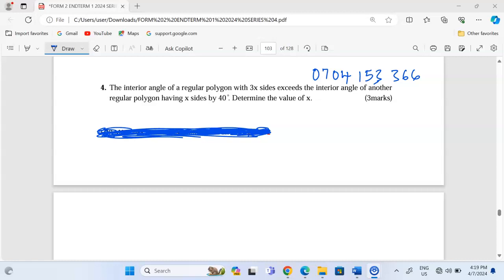We're going to discuss polygons and angles. Number 4: we are told that the interior angle of a regular polygon with 3x sides exceeds the interior angle of another regular polygon having x sides by 40 degrees. Determine the value of x.